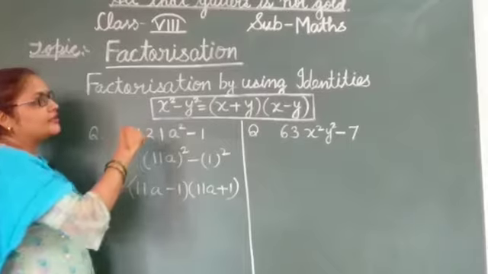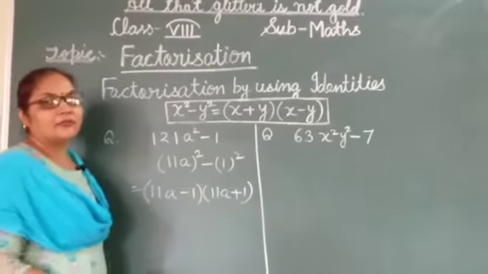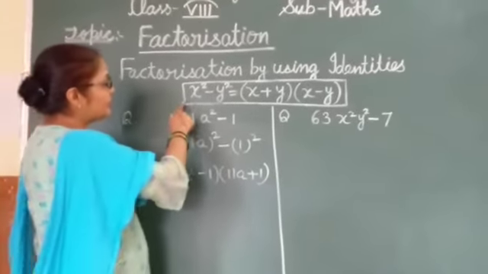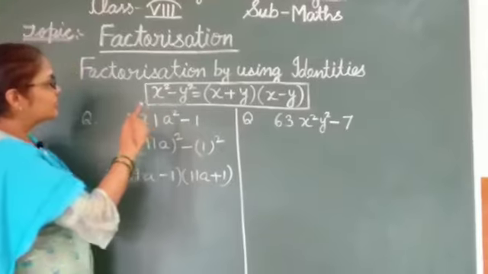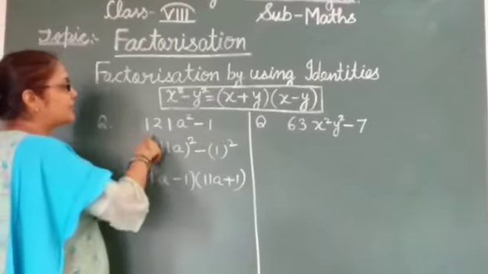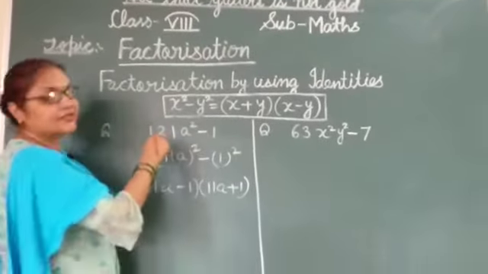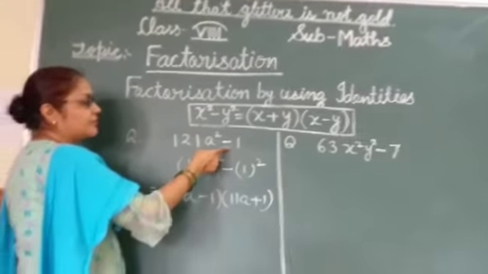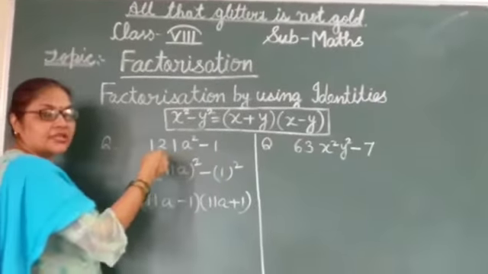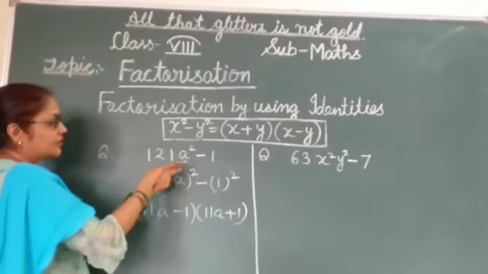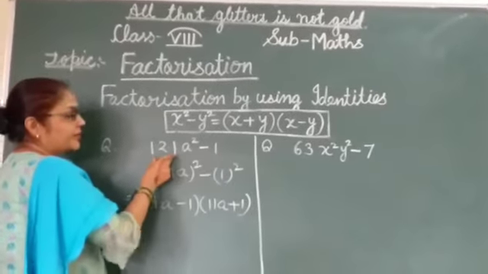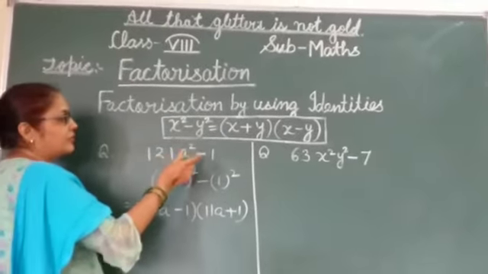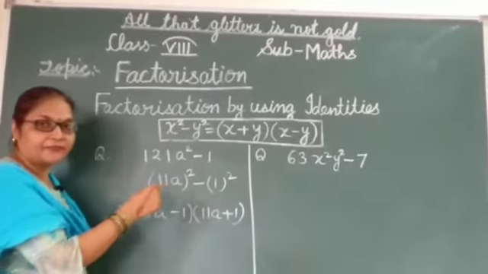Before applying these identities, we watch three things. One, the given expression should be a binomial. Second, a minus sign between the two terms. And third, the two terms should be perfect squares of a constant or variable.